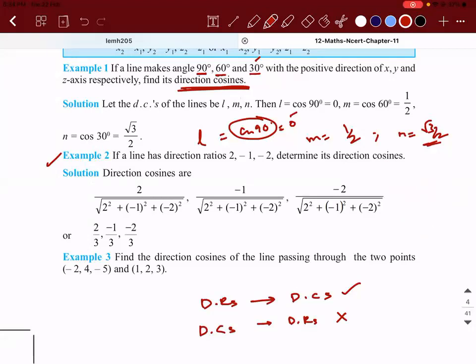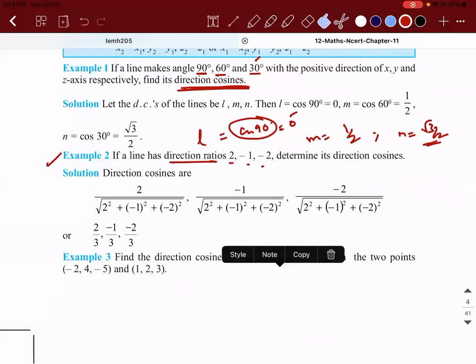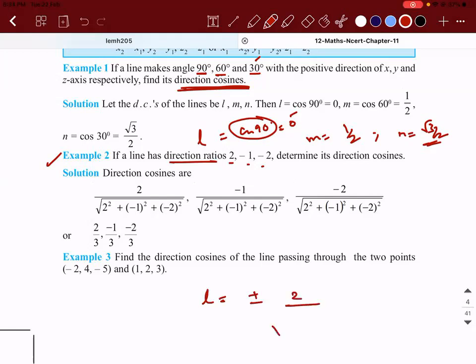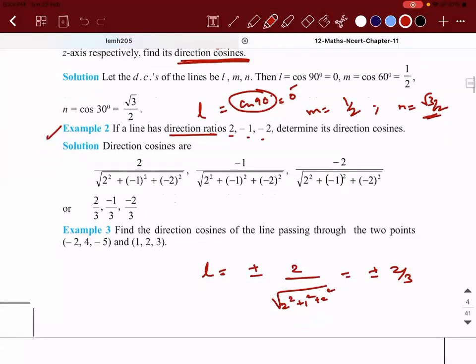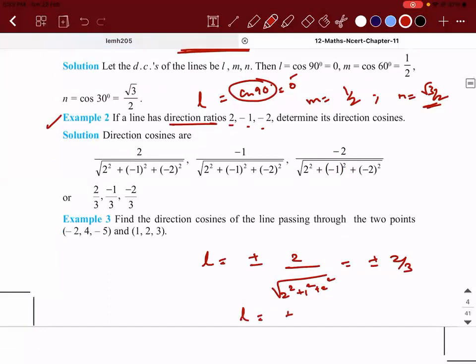Now, the next question is possible. They've given the direction ratios 2, -1 and -2. Determine its direction cosines. So L will be equal to plus or minus 2 divided by root of 2 square plus 1 square plus 2 square, which is 9. So plus or minus 2/3, then M will be equal to plus or minus -1/3 and N will be equal to plus or minus -2/3.